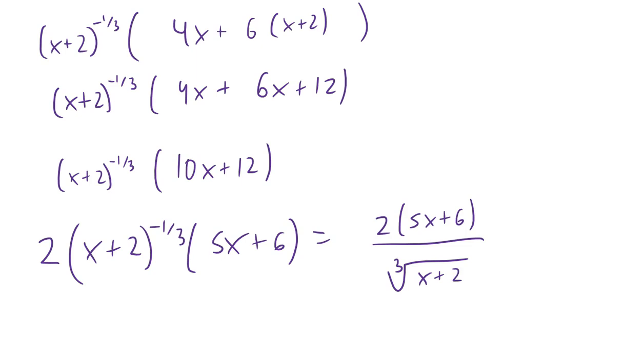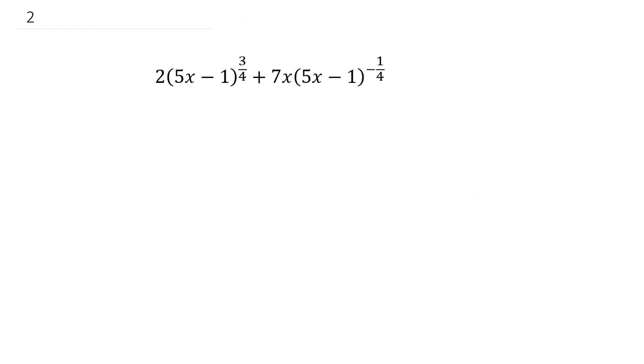Now if I want to know the zeros, the zero is negative 6/5, and negative 2 is a critical number because it's the spot where, if this is a derivative, the derivative would be undefined at negative 2.